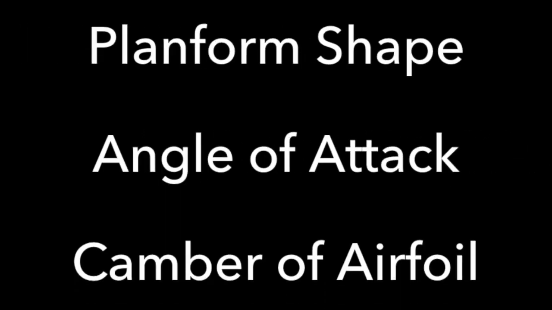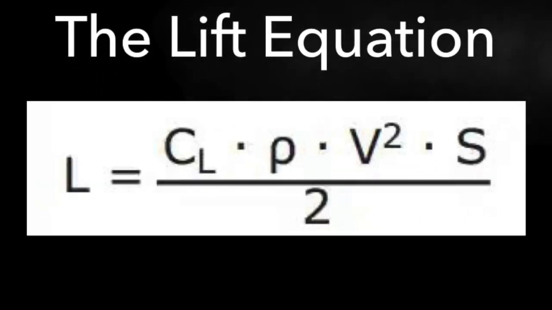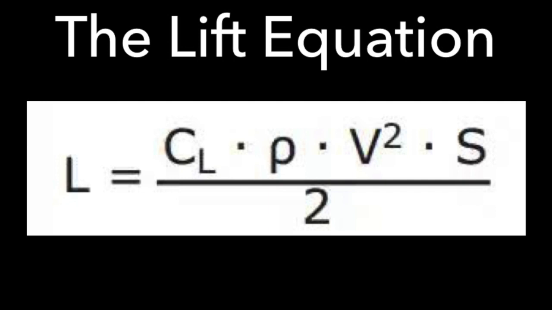The lift equation tells us how much lift will be produced under a given set of conditions. Firstly, we should acknowledge that lift depends on a number of complex dependencies, including the shape of the planform, the angle of attack, and the camber of the airfoil, to name a few. The lift equation was devised in order to characterize these dependencies by a single variable, the lift coefficient, denoted by CL. The lift equation is presented here.